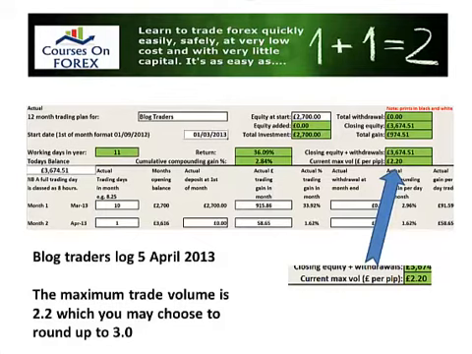However, I generally would round this up because £2.20 is quite a small amount in terms of the trading that I'm doing, and I would take it to 3. And that means for each tiny subdivision of movement in the price, up or down, I'll gain or lose £3. So it's a very important figure to know what we're doing with.